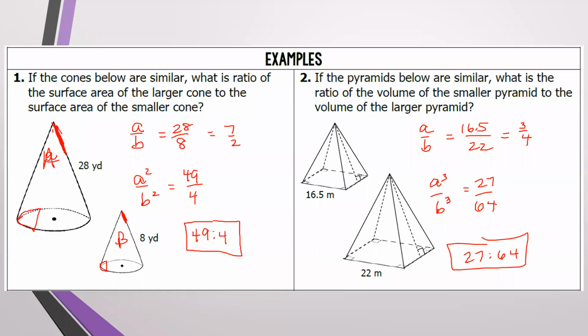All right, hopefully you got 27 to 64. If the length of the first pyramid is 16.5, and the length of the larger pyramid is 22, we say, okay, well, the smaller pyramid to the larger pyramid is 16.5 to 22. Simplify your fraction. 16.5 over 22 reduces to 3/4. So now A is 3 and B is 4. So the ratio of your volume is A cubed over B cubed. And there it is. So for every 27 cubic meters in your first pyramid, there are 64 cubic meters in the larger pyramid.